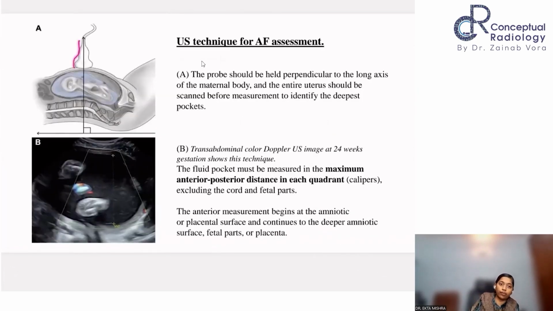So see, this is the probe. Now it is held perpendicular to the maternal abdomen. Before choosing the particular pocket, I believe you have screened the entire uterus and you found this is the most reasonable pocket of fluid that can be measured. Once you see that, take the maximum antero-posterior measurement in each of the quadrants, add them up and you get the AFI. It's as simple as that.